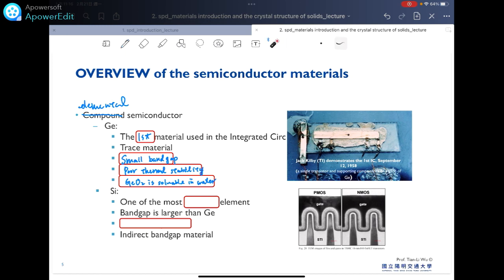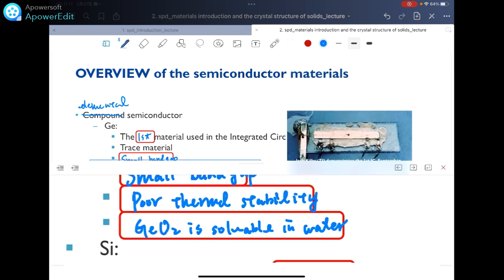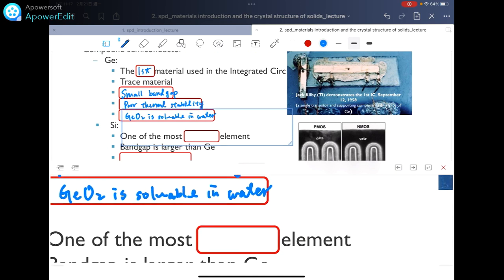Later on, another one is silicon. Silicon is one of the most common elements in the world.